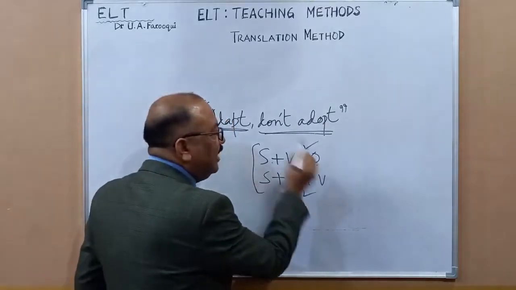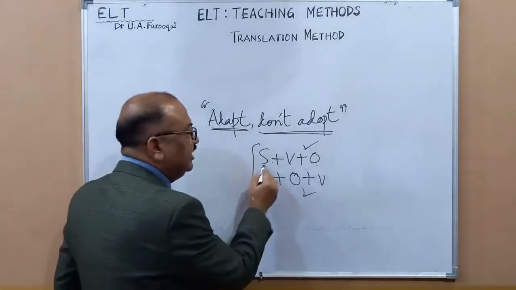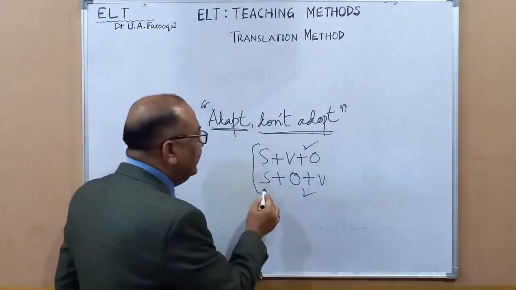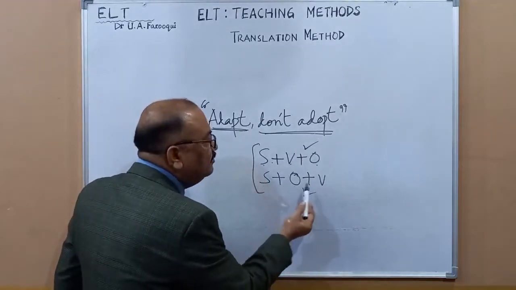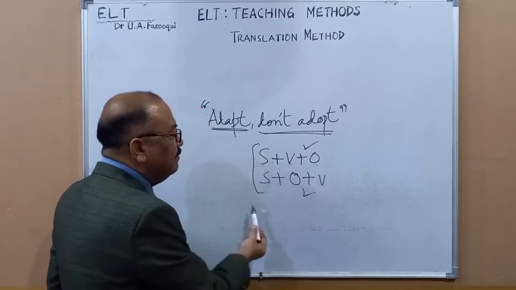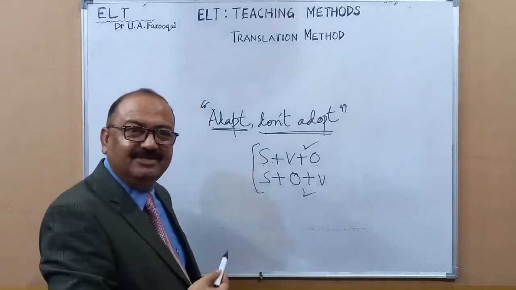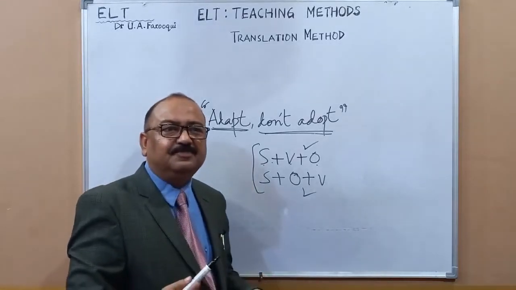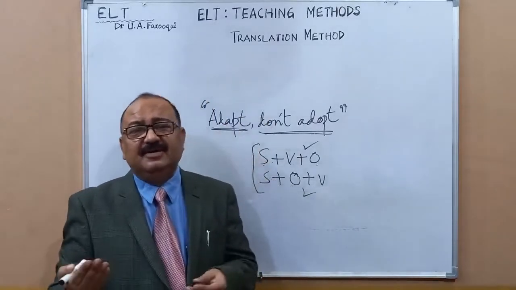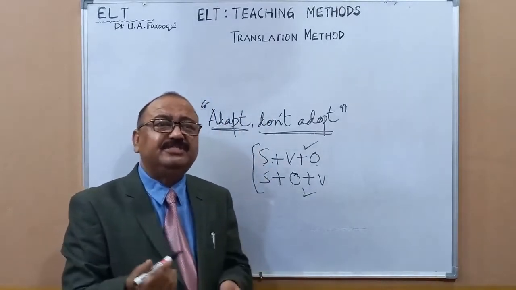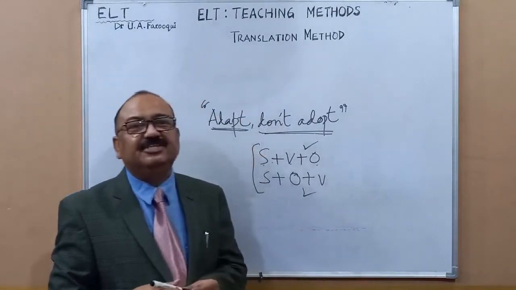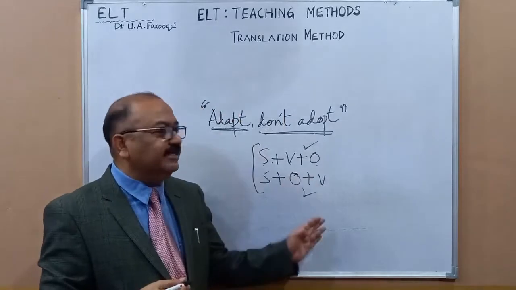I eat a mango. I, subject; eat, verb; mango is object. And मैं आम खाता हूँ. खाता हूँ is verb, आम is object, and मैं is subject. So this is so simple. We can tell these structures to students, and very soon students understand the difference in sentence structures of L1 and L2.